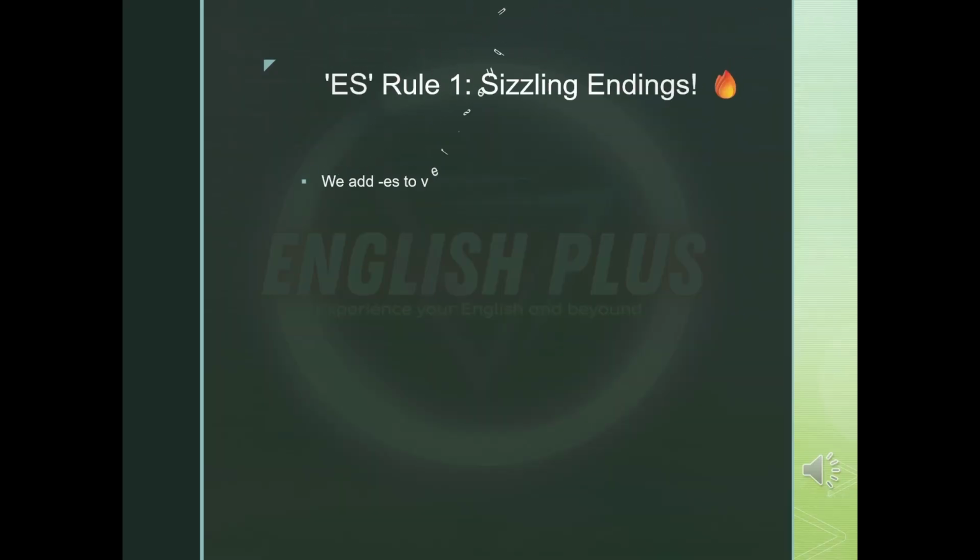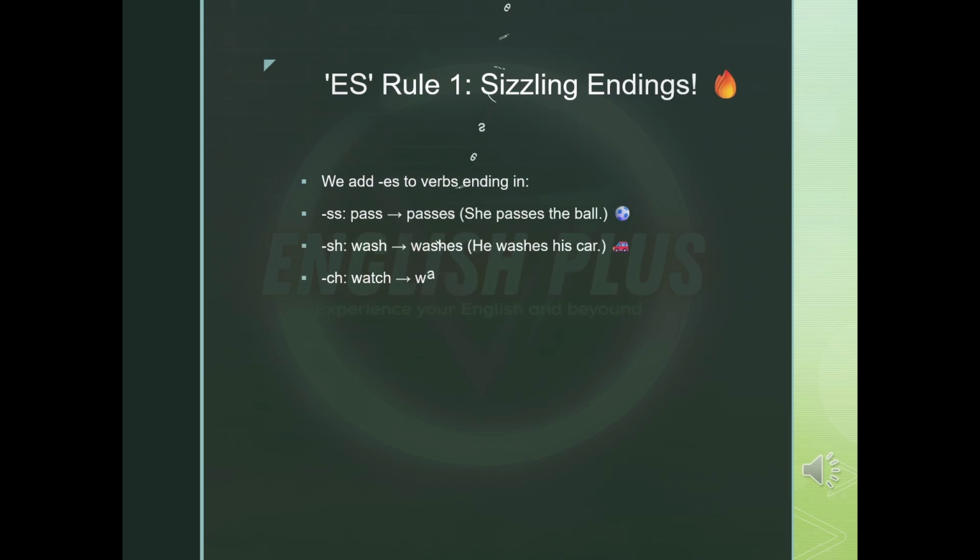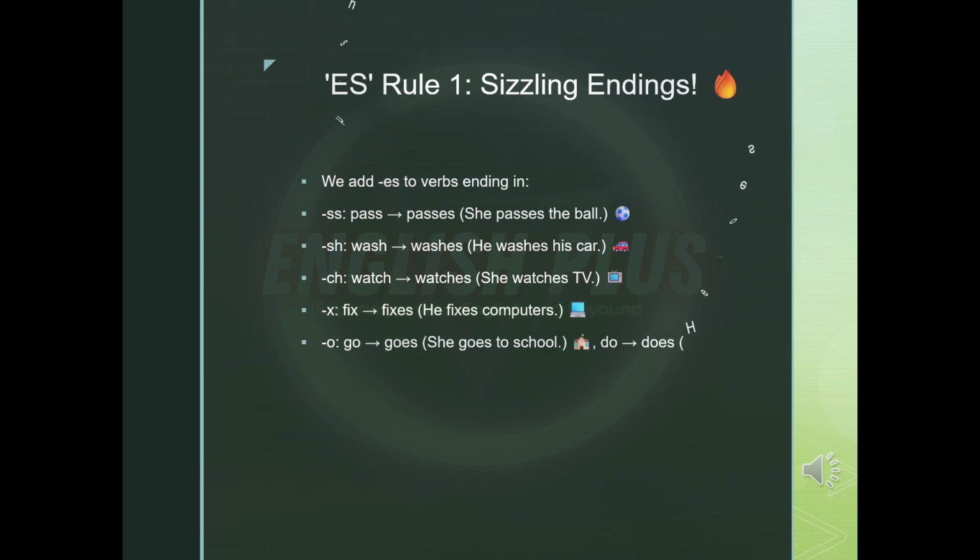If a verb ends in these letters, ss, sh, ch, x, o, z, add es instead of just s. Wash becomes washes, fix becomes fixes.